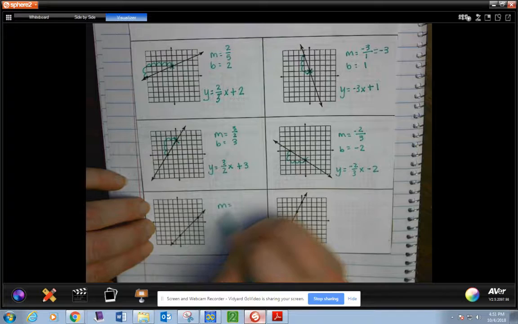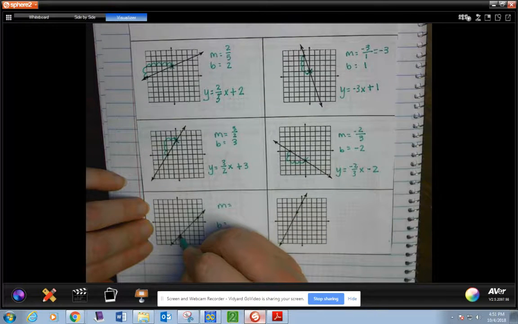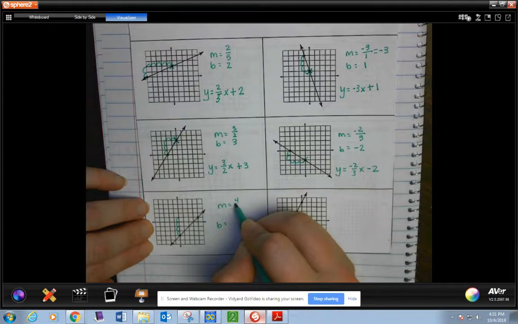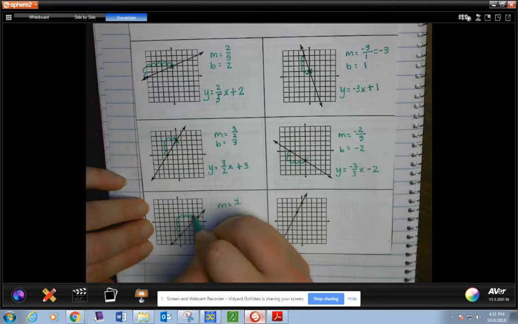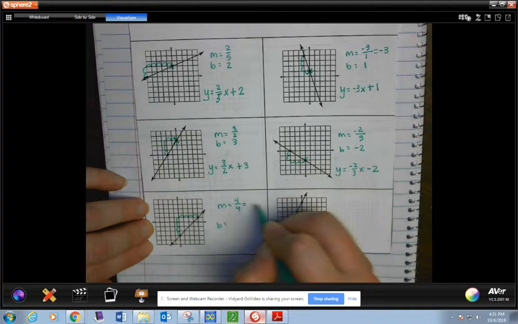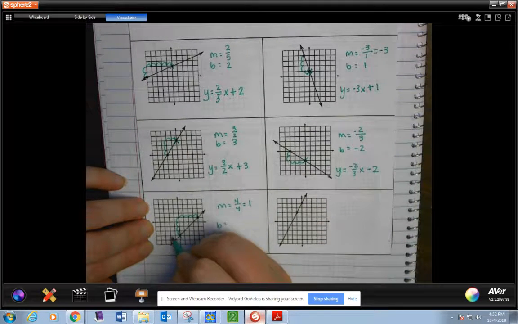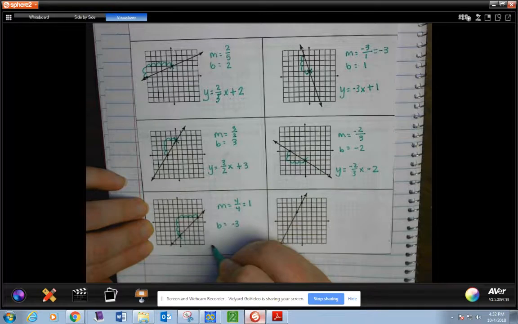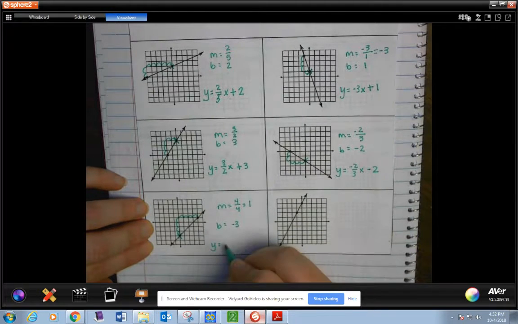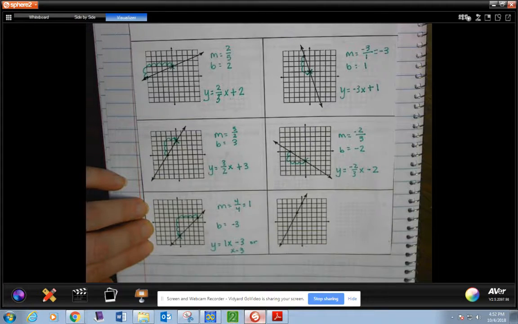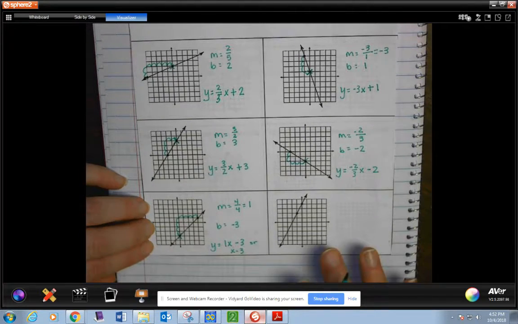Okay, my next example, starting at my left dot, I'm going to rise 1, 2, 3, 4 over running 4. And 4 over 4 simplifies to 1. My y-intercept is down here at -3. So my equation is y equals 1x minus 3, or you could just do x minus 3, whichever way you want to do it.